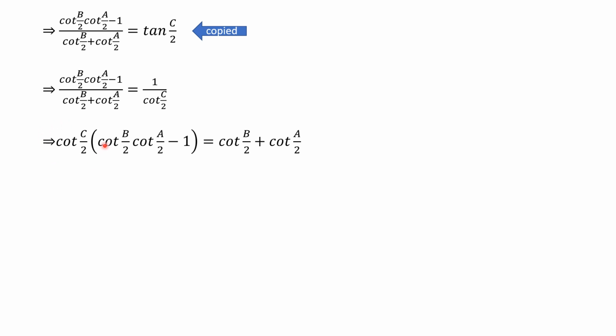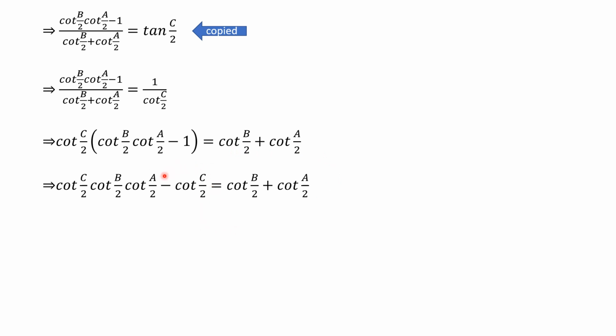Again cot C by 2 will multiply this. This means 1 over here. So on opening the bracket we will get cot C by 2 into cot B by 2 into cot A by 2 minus cot C by 2. The right hand side is copied as it is.